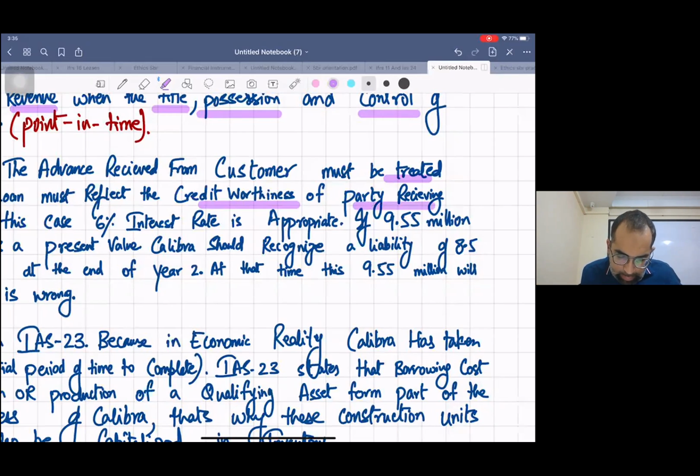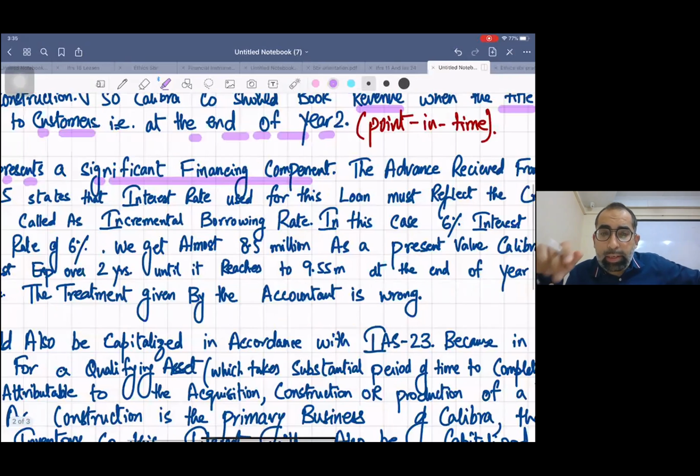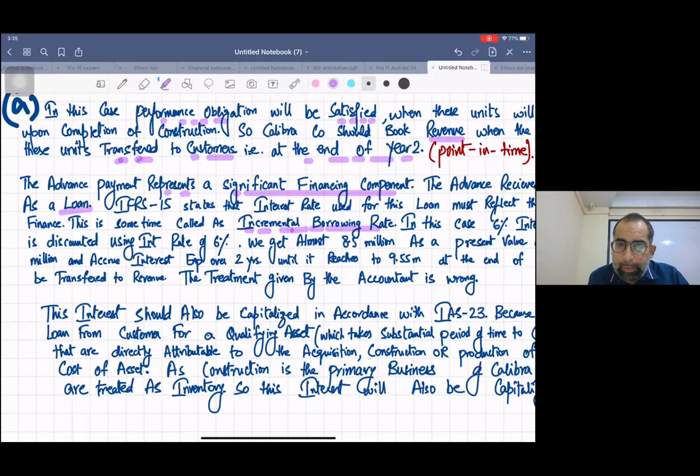Now, this is sometimes called the incremental borrowing rate. In your past papers, this also came with the name incremental borrowing rate, right? Now, in this case, a 6% interest rate is appropriate. And we have also seen the calculation. We tried it by doing discounting.